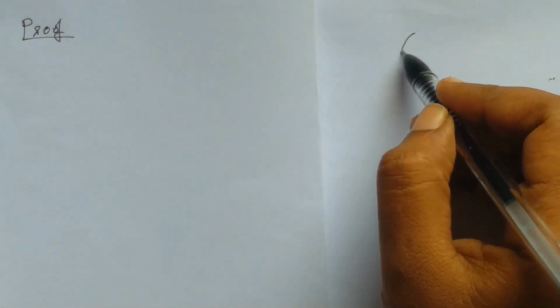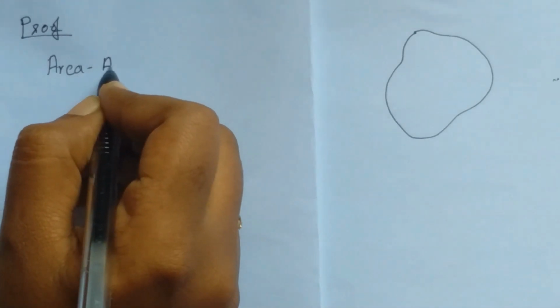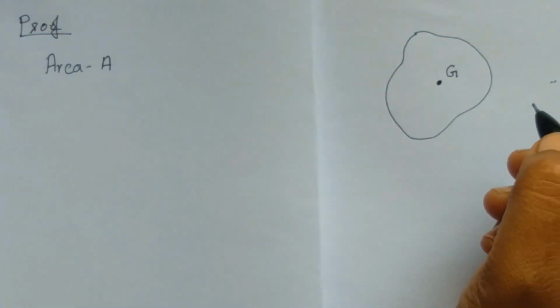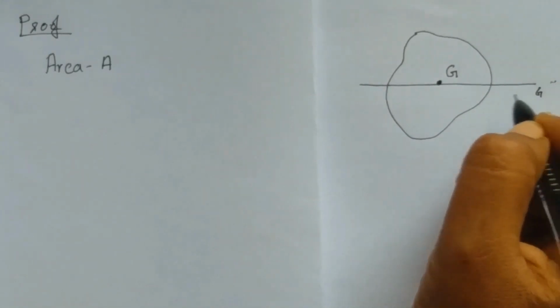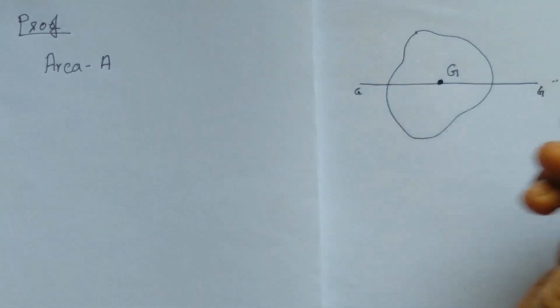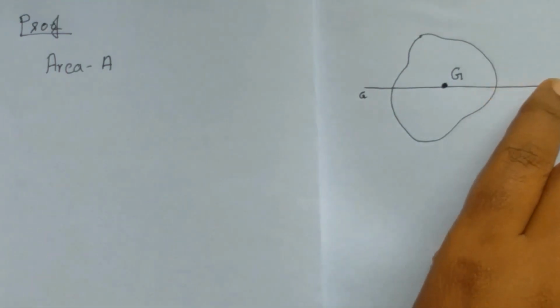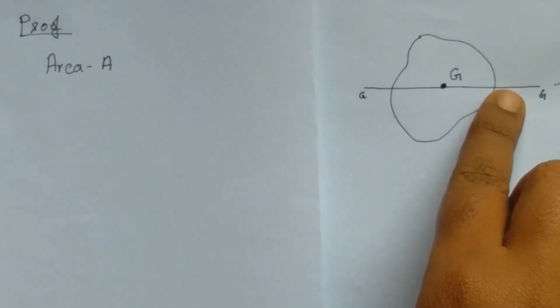Now let us derive the theorem. Let us consider a plane lamina of area A. Let G be the centroid of the lamina and let this axis pass through the centroid of the lamina. So this is an axis that lies in the plane of the paper or in the plane of the lamina, and this axis passes through the centroid of the lamina. So this is a centroidal axis.